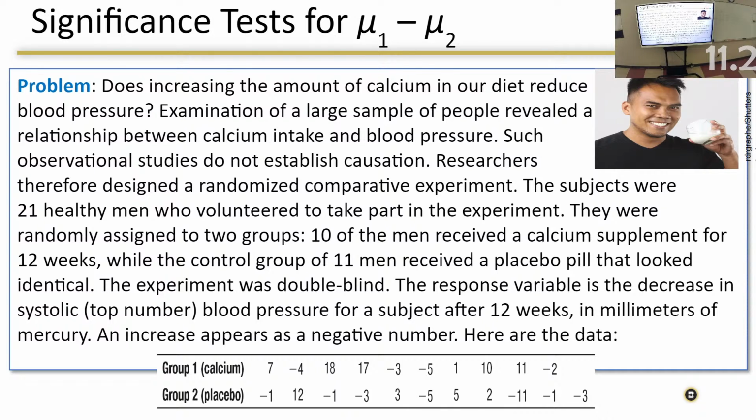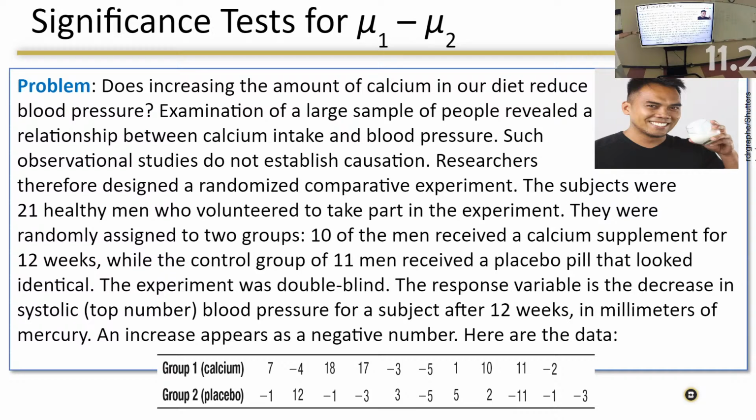Do I need to go through another one? A large sample of people revealed a relationship between calcium intake and blood pressure. Such observational studies do not establish causation. Researchers therefore designed a randomized comparative experiment. What's that going to tell me right off the bat? Don't check the 10%, because I did a randomized comparative experiment. I'm using everybody. If I'm using everybody, I'm not putting them back in.